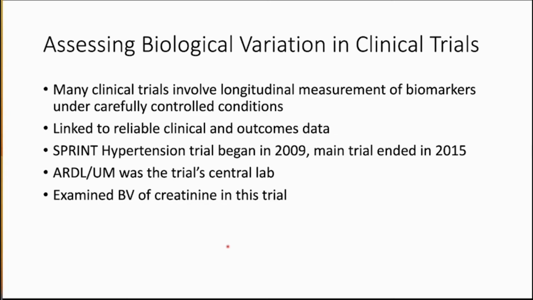So I mentioned already that people have looked at biological variation as a result of formal biological variation studies where you recruit people for a biological variation study. They've looked at them in databases like the NHANES studies, and they've looked at them in hospital databases. And there's yet another way that you can get a handle on biological variation, which is the one that I was interested in, and that's looking at clinical trials.